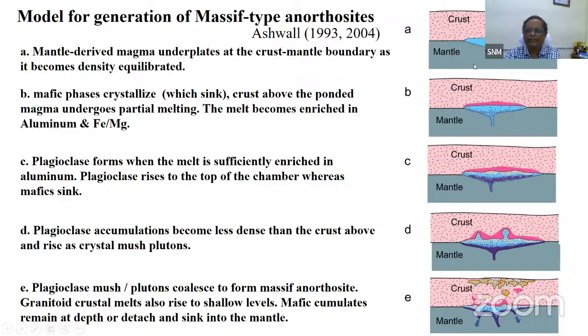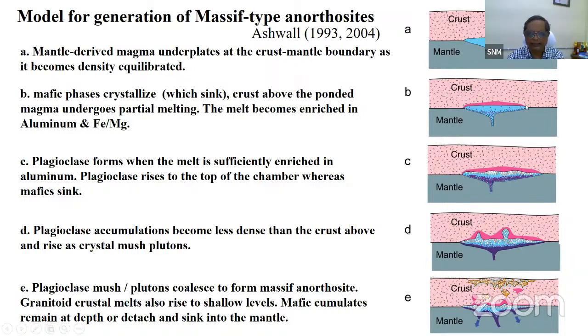So what happens? Initially the magma generates from the mantle, and it gets underplated at the mantle-crust boundary. They make a pond kind of thing, that is the Moho boundary, the crust-mantle boundary. And with evolution, what happens? The more mafic phases like olivine and pyroxenes crystallize and sink to the bottom of the magma pool.